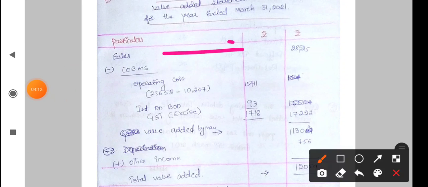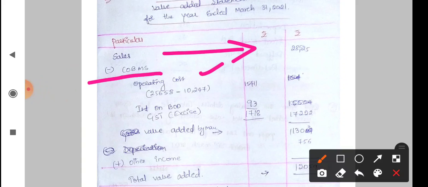So 28,525. Next we have to deduct all the cost. So here cost of bought in materials and services. So the cost given in the question is, first we have operating cost. So operating cost given in the adjustment, that I have already explained to you. So the 25,658 particular amount, out of that 10,247 is salaries and other benefits to employees. So we should not take this amount in the operating cost, so we have to deduct this from here. So 15,411 will be the particular amount, that is operating cost.